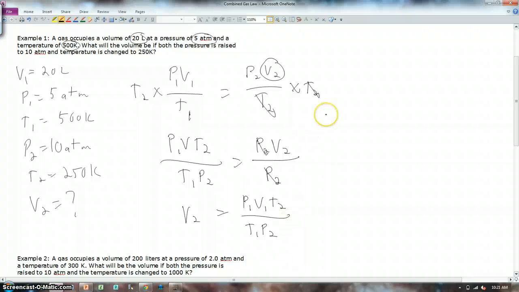So try this, answer the final question on Edpuzzle, and then we'll do some more practice problems and talk about Boyle's, Charles', and Gay-Lussac's laws in class.